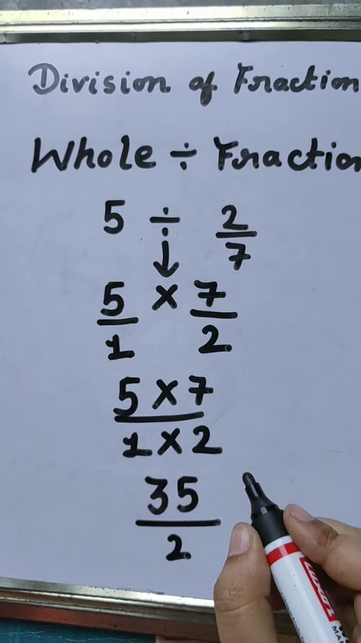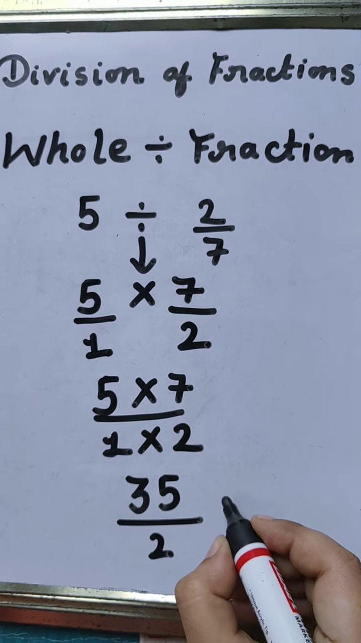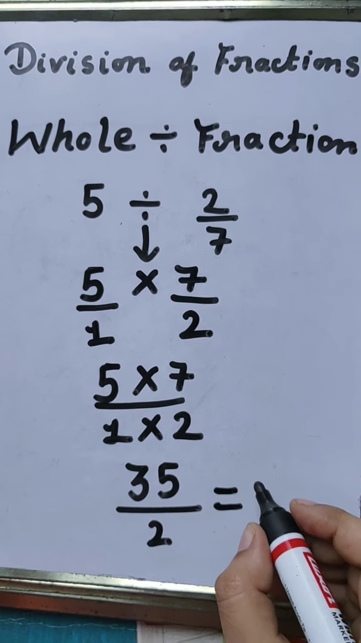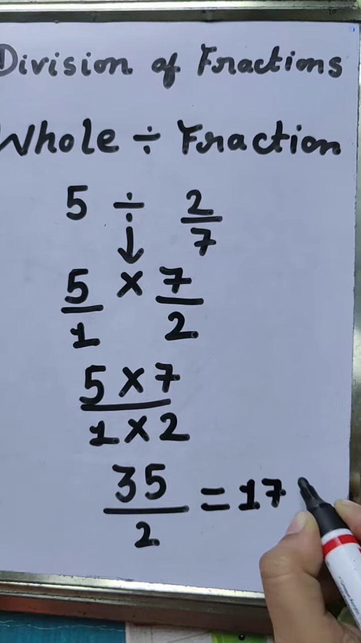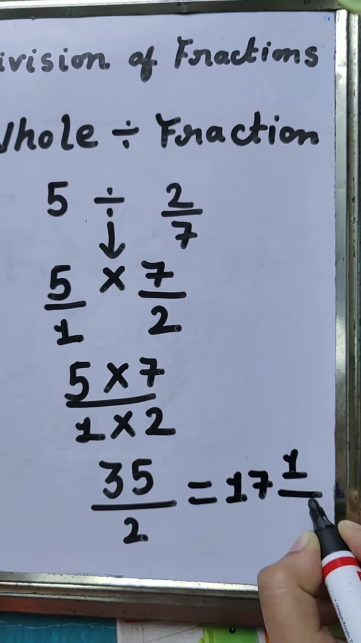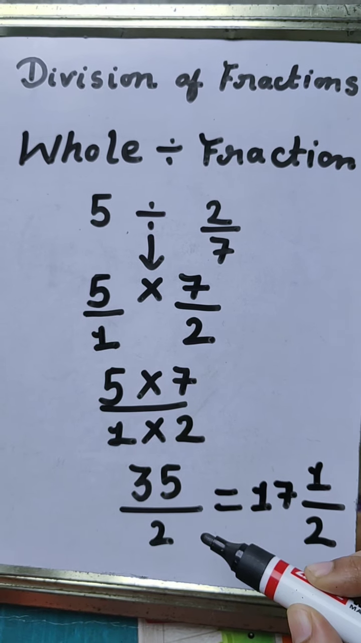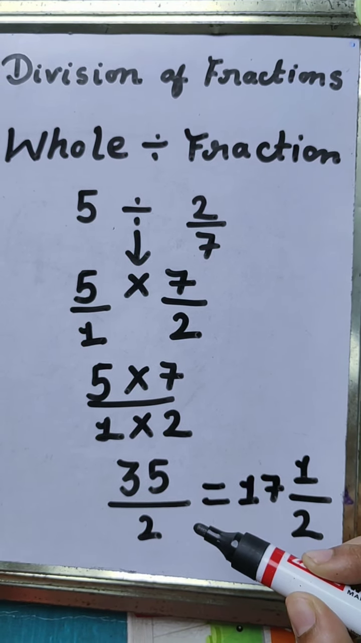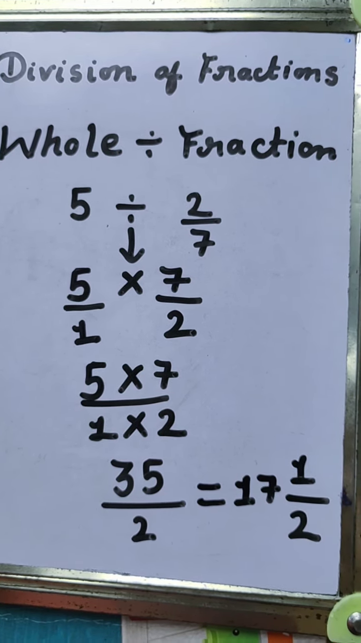You can also convert this 35 by 2. It is an improper fraction. We can convert this into a mixed fraction, right? So it will be 17 times and 1 remainder by 2. So you know that very well, how to convert an improper fraction into a mixed fraction.